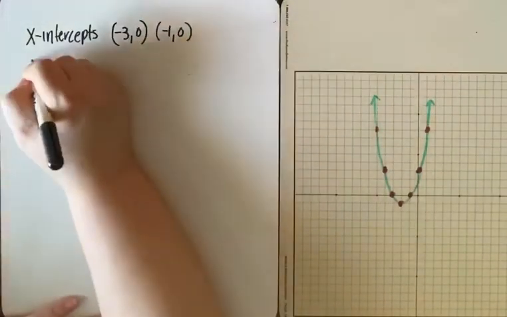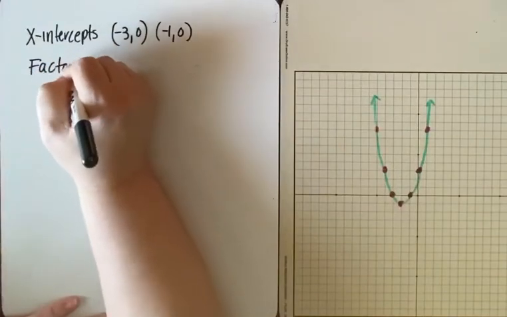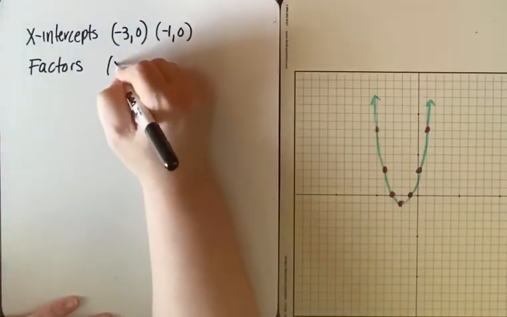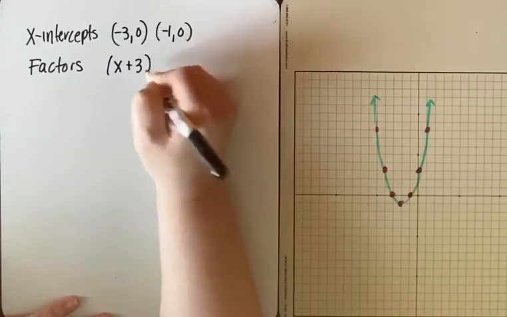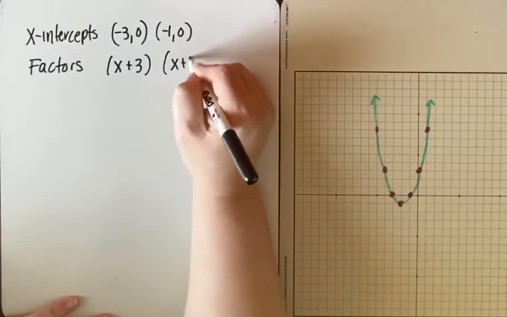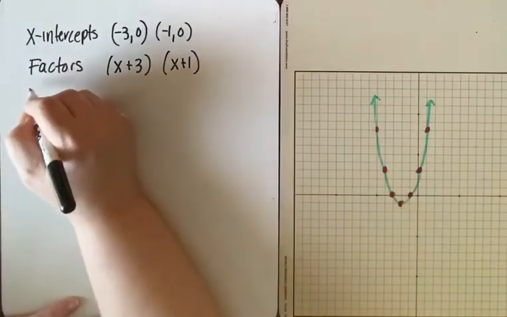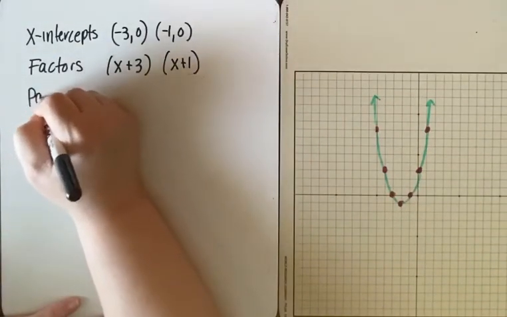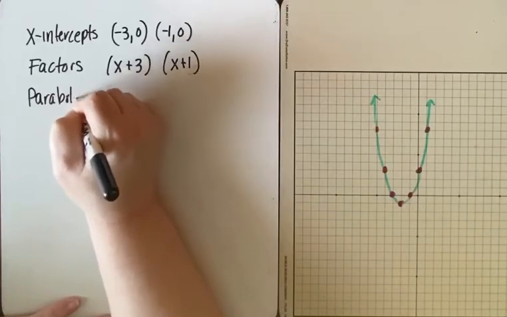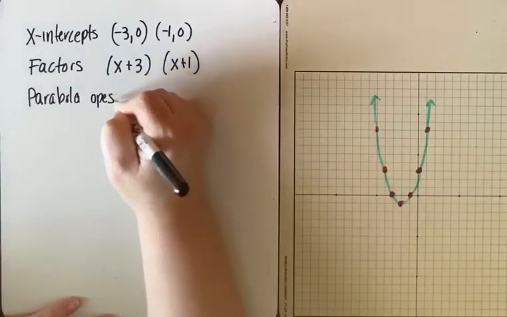That tells us that our factors are x plus 3 and x plus 1. We also have to check and see how our parabola opens. If we look at our parabola, it opens up.